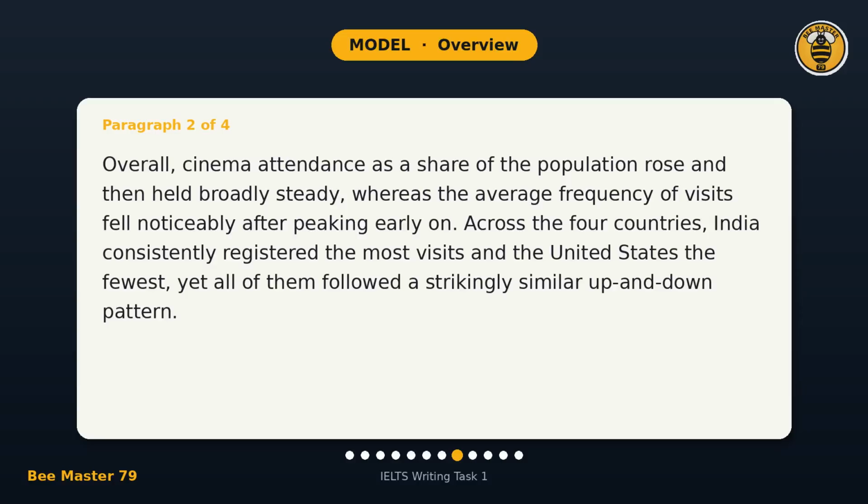Overall, cinema attendance as a share of the population rose and then held broadly steady, whereas the average frequency of visits fell noticeably after peaking early on. Across the 4 countries, India consistently registered the most visits and the United States the fewest, yet all of them followed a strikingly similar up and down pattern.